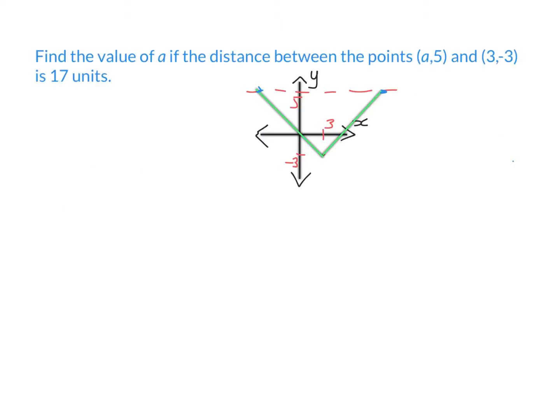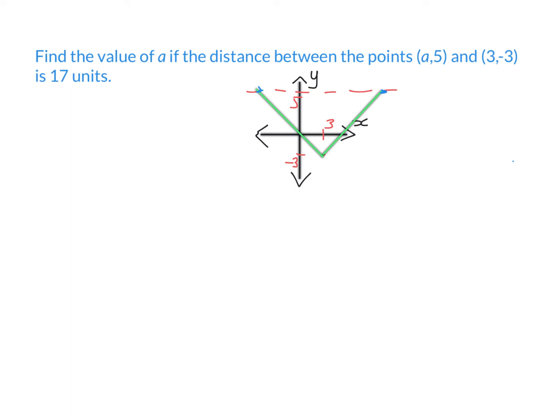So we're going to find the value of a if the distance between the points (a, 5) and (3, negative 3) is 17 units. So this is what we're looking at here. (3, negative 3) is this point here. Now the point (a, 5), we know the y coordinate is 5. So the point will be somewhere along this line. We want to find the point somewhere along this line such that this distance here or this distance here is equal to 17 units. So before we start, we see we should get 2 answers.